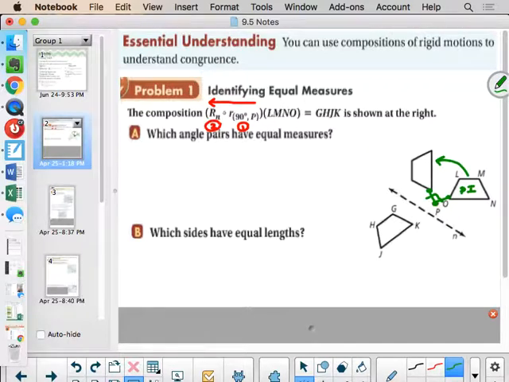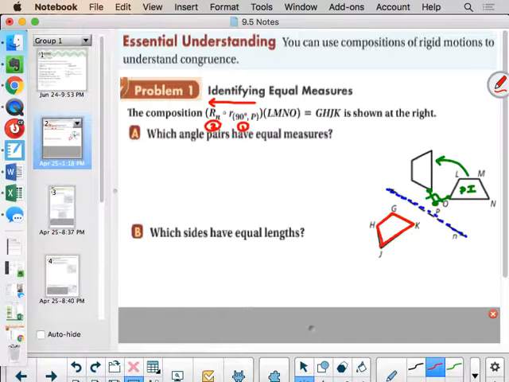I rotated it 90 degrees. Then, oh my goodness, I reflected it because that's the last thing I had to do. And it says reflected across line N. Okay, so when I reflected this across line N, it produced this ultimate image, GKJH. So when I have done my composition of rigid motions, I have produced two figures that are congruent to one another.